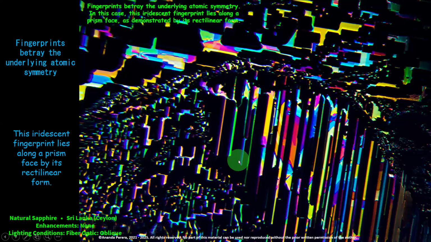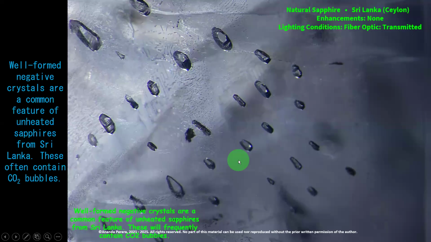Now we are moving to the next. This one is also a natural sapphire, a Sri Lanka sapphire, no enhancement. Look at the negative crystals here. What is the lighting condition? It is fiber optic transmitted light. So all the negative crystals you can see here with the fingerprint. Well-formed negative crystals are a common feature of unheated sapphire in Sri Lanka.